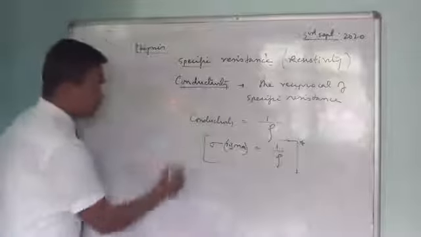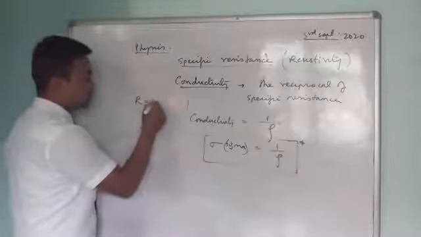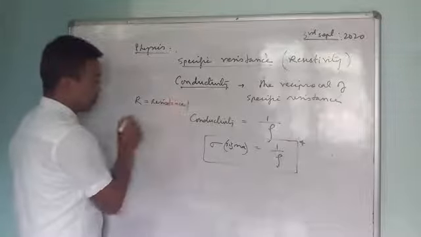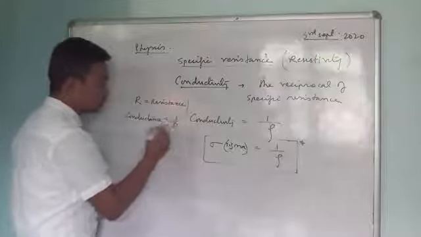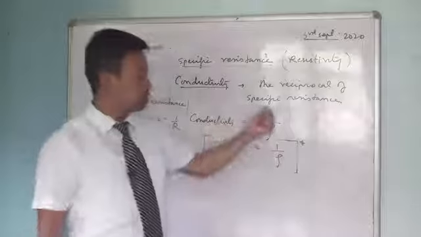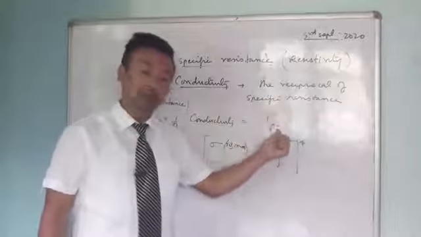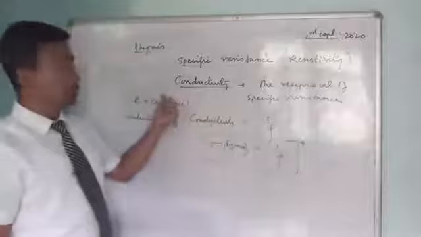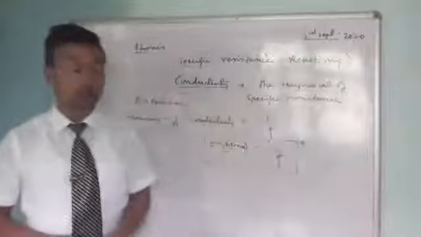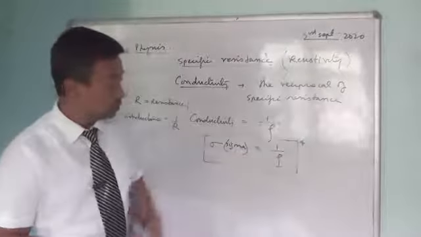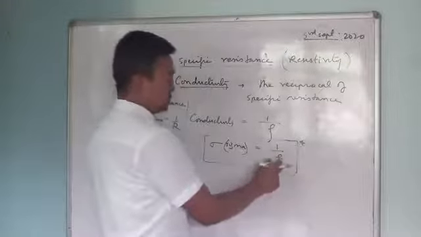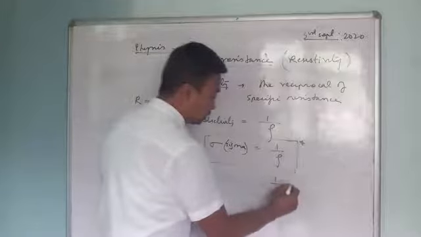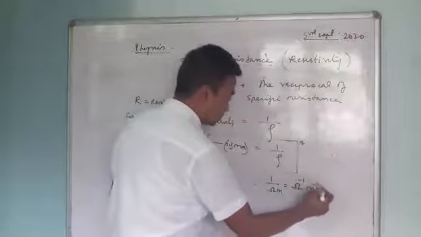If you go back to this, we have a resistance, and the reciprocal of the resistance is known as the conductance. Today we have the conductivity, which is the reciprocal of the resistivity. Resistance, the reciprocal is conductance. Resistivity, the reciprocal is conductivity, and the unit is also there. We have just learned the unit of the specific resistance, which is ohm meter, or we can also write it like this. You can reverse it.